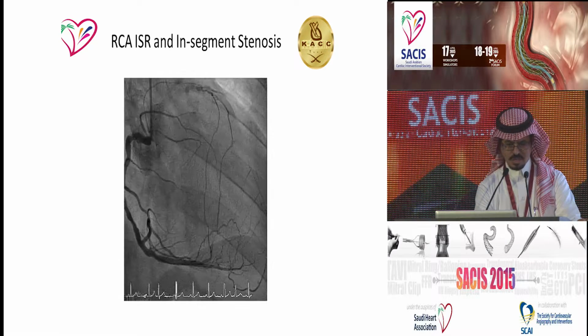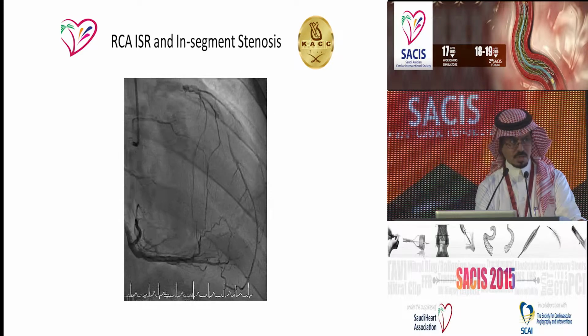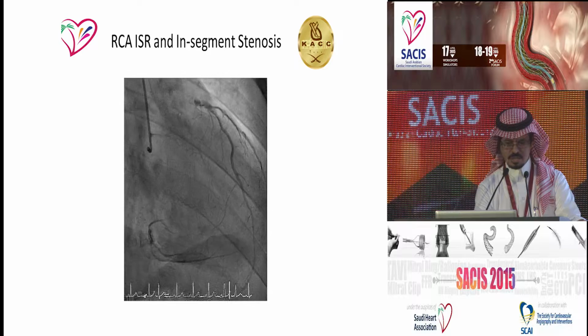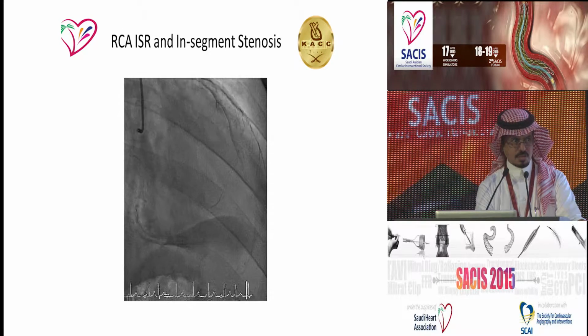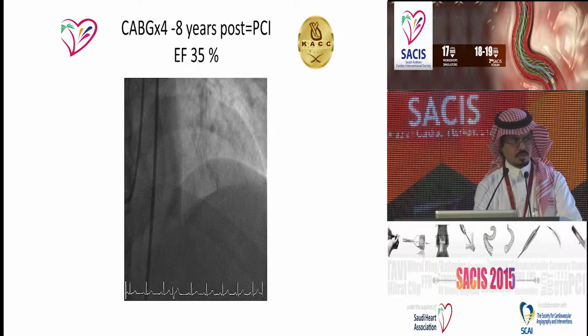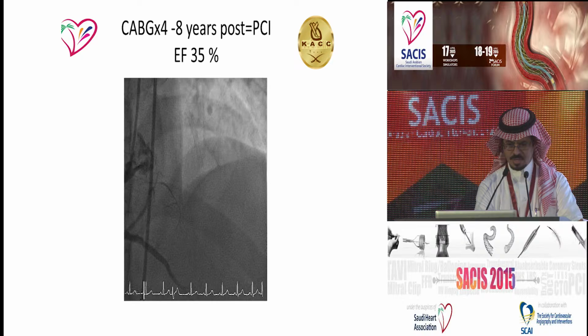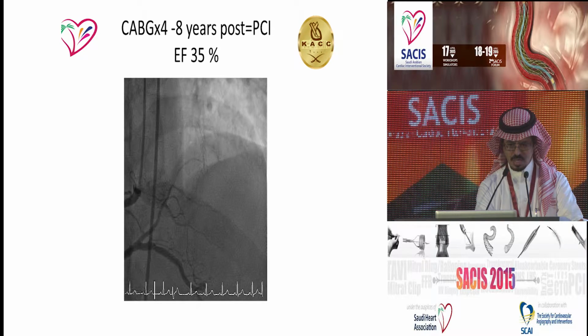We decided to take him to the combined meeting, and we discussed the case thoroughly. And the vote at that time was for bypass surgery because he is 35 now. When we did his primary PCI, he was only 27. And he went for CABG x4.